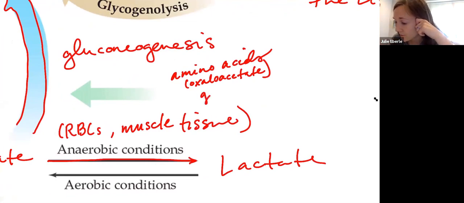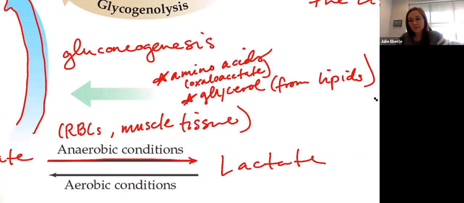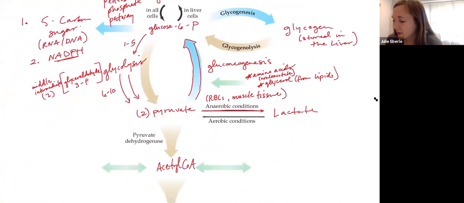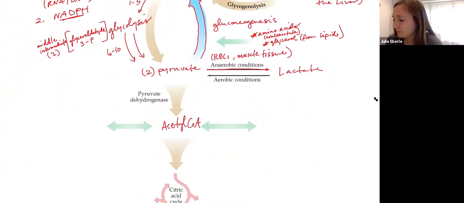Okay, glycerol though. From lipids, triacylglycerols, glycerol can feed into this pathway as well. So amino acids and glycerol feed into gluconeogenesis. So again, this one's a little more detailed than the one from the figure of your book, but that's on purpose.